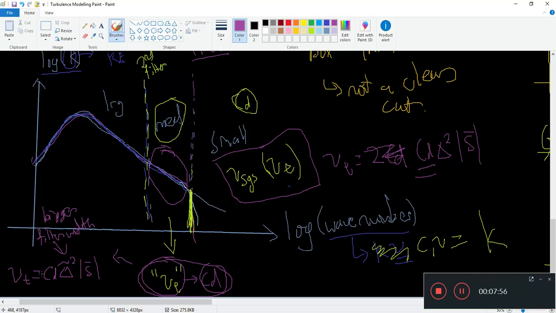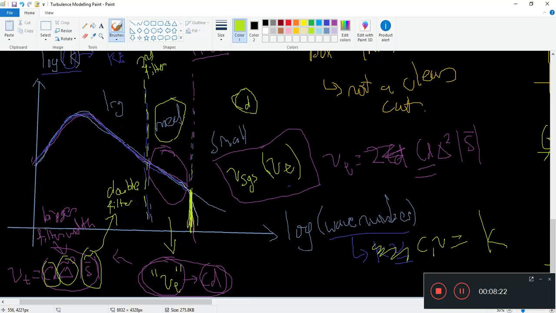So this is what you model, and this will be the double filtered strain rate. So it's double filtering. Okay, so you have a double filtered strain rate, a second filter width, so you can sort of extract this coefficient out.